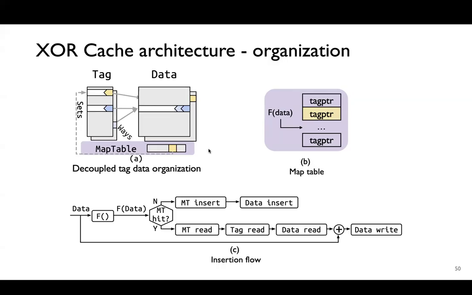Otherwise, on map table hits, it means there exists a good candidate as their hash values match. So we would deallocate the map table entry, read out the candidate's data, and insert the unXORed line into the data array. Also, the details for map function design and XOR cache access flow are not included here, but are all in our paper.